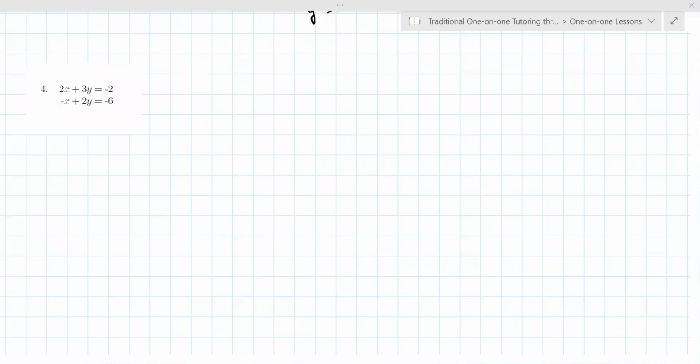Wait, do you multiply this one by anything? Well, you can't just add them. That was the whole point. We've moved past the ones that you can just add or subtract. Here, if you try to add them, you just get x's and y's.